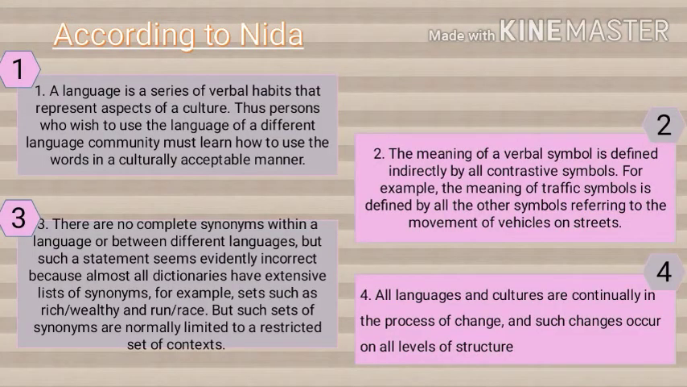Next, according to Nida, first, a language is a series of verbal habits that represents aspects of culture. Those persons who wish to use the language of different language community must learn how to use the words in a culturally acceptable manner. Second is the meaning of verbal symbol is defined indirectly by the all contrastive symbols. For example, the meaning of traffic symbols is defined by all the older symbols referring to the movement of vehicles on streets.